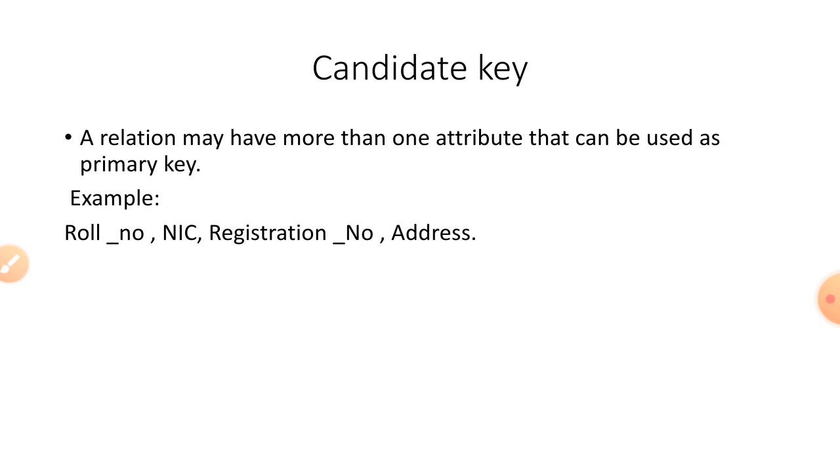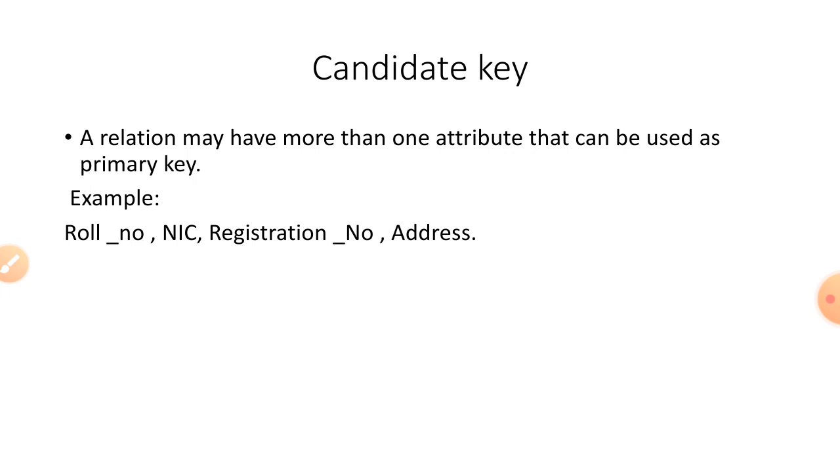Next one is about the candidate key. So students, a relation may have more than one attribute that can be used as the primary key, but as we know, we just have to select one attribute as the primary key. So what about the other attributes? The set of attributes that can be used as a primary key is basically called a candidate key.